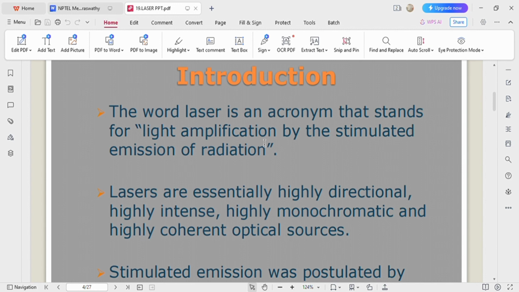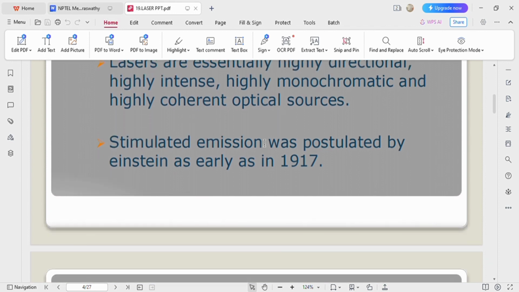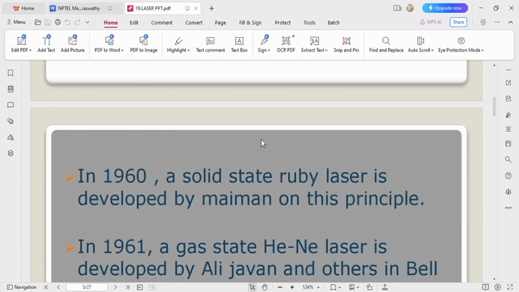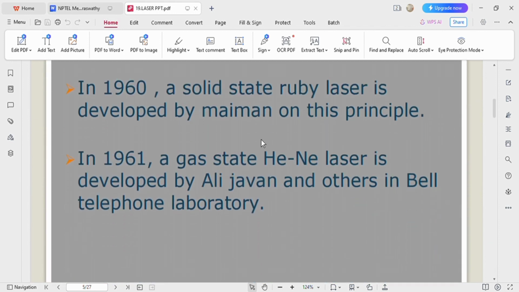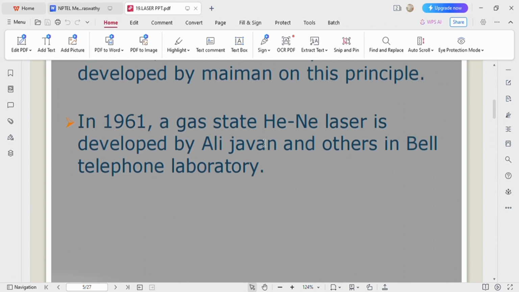Stimulated emission was postulated by Einstein as early as 1917. In 1960, a solid-state ruby laser was developed by Maiman on this principle. In 1961, a gas-state helium neon laser was developed by Ali Javan and others in Bell Telephone Laboratory. And we have to see in this slide the years of developing the laser.